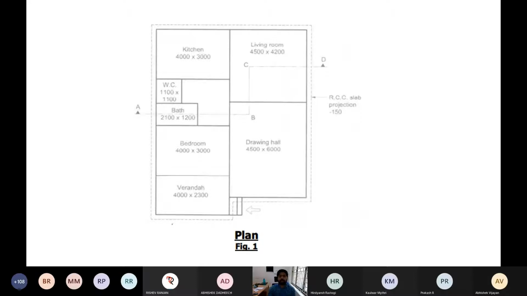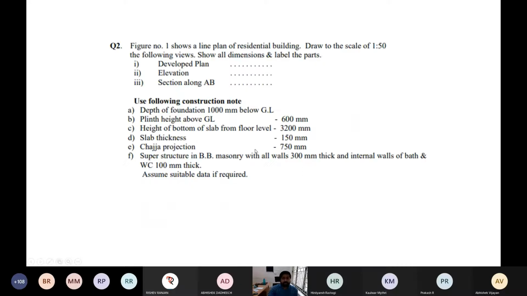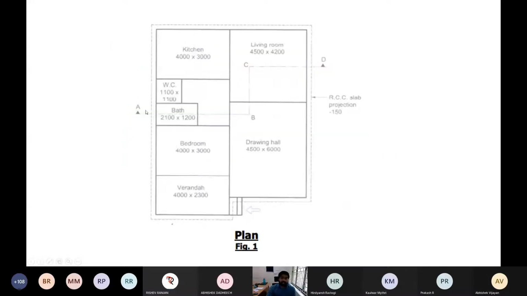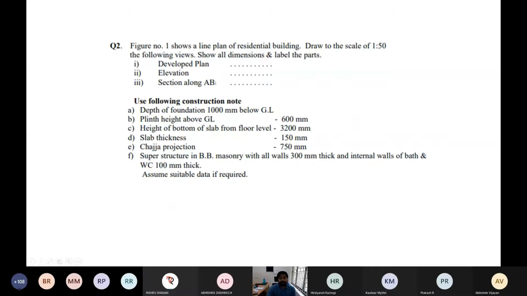Because you can see in this line plan, some specifications are given. This is the question actually. This is a line plan of a residential building. Draw to the scale of 1:50. They have already given 1:50. Show all dimensions and label the parts, and from that you can develop the plan, elevation and the section along AB. That AB is shown here, section AB. Here CD is also there. Actually it is ABCD. Sorry for that.